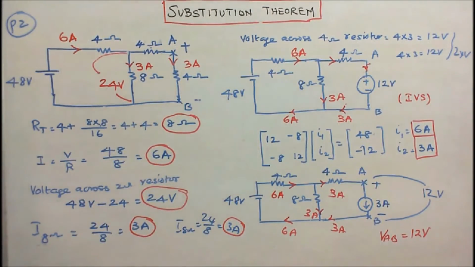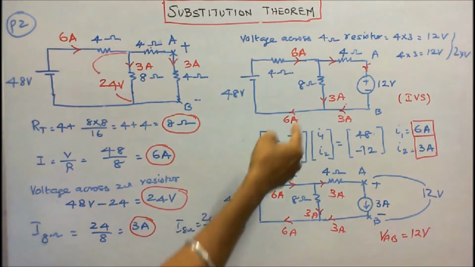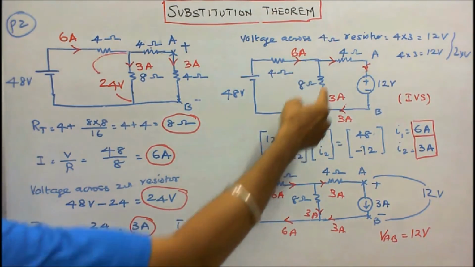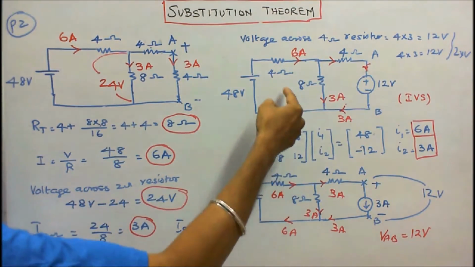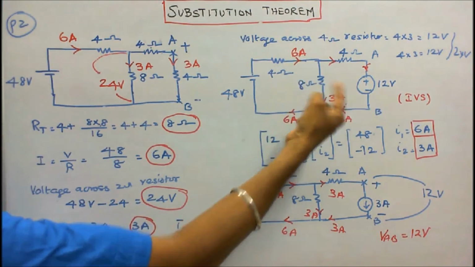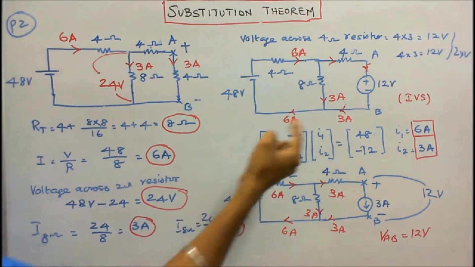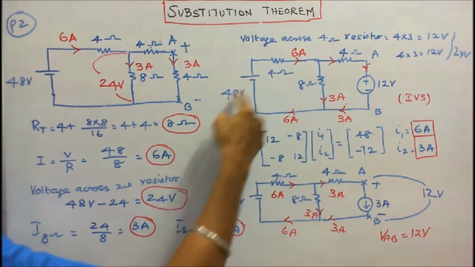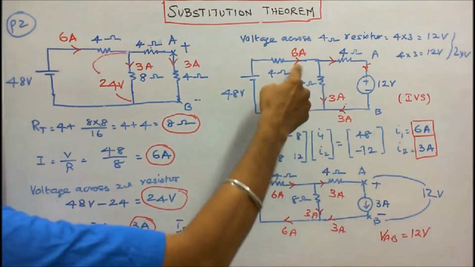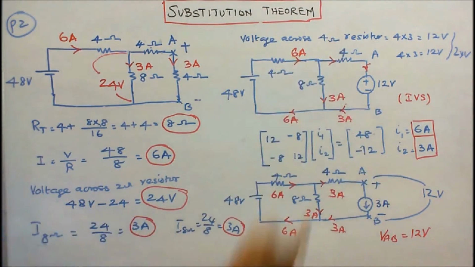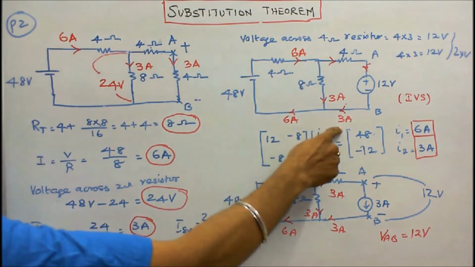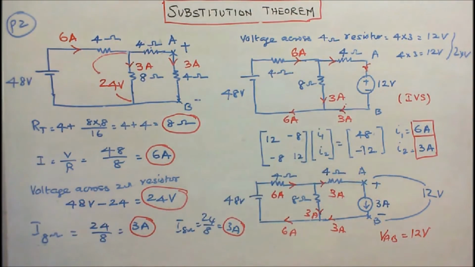Now I can check by a simple matrix method. The total resistance in loop 1 is 12. This resistance is 12. The resistor common to loop 1 and loop 2 is 8, so it is minus 8, minus 8. I1, I2 is equal to 48 and minus 12. I1 is equal to 6 and I2 is equal to 3. This is 3 amps. So 3 plus 3 is equal to 6.